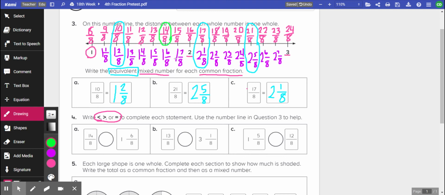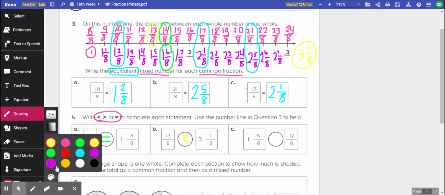1 and 6/8. Oh, look, it's at the same spot. So I know these are equal. Now let's move on to 13/8. Switch colors so you don't get confused. 13/8 is here. Compared, oh man, 3 and 1/8 isn't even on here. That would be way over here. 3 and 1/8 way over there, so I know that is greater. Remember, the alligator mouth eats the greater mixed number or fraction.